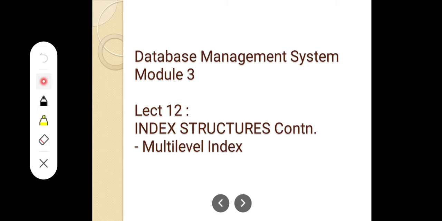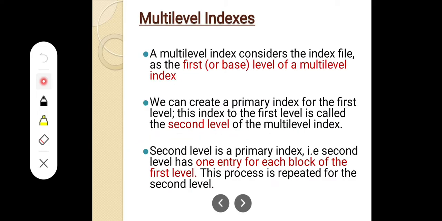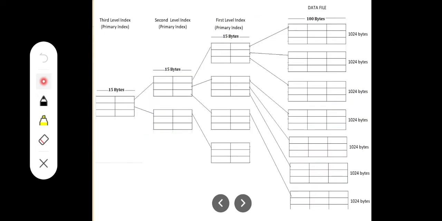So what is a multi-level index? We are going to see those concepts in detail. A multi-level index considers the index file as the first level or base level of the multi-level index. Before going into the theoretical concept, I will explain this concept with a figure. This is a multi-level index structure. This is our data file.